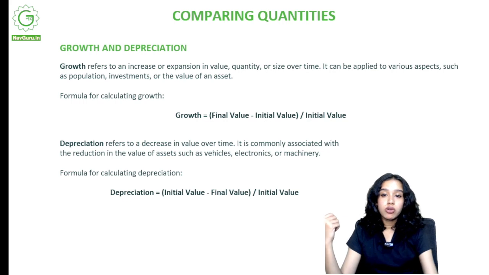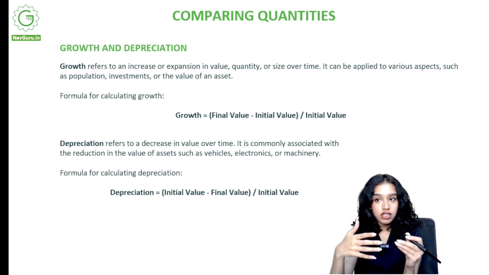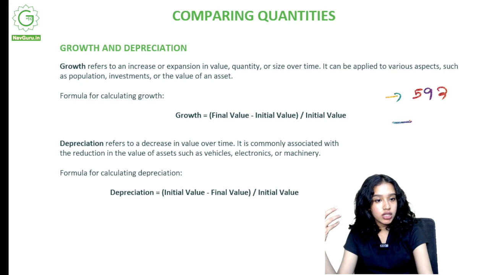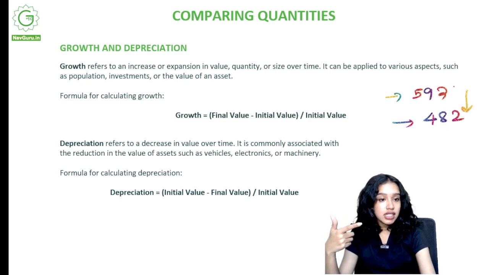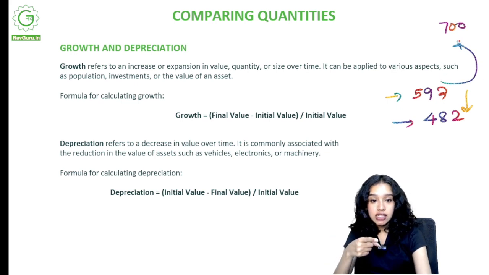So how do we find the growth here? Earlier we talked about money, about 592 for a book, and then it became 482. So this is not growth. This is a reduction in value. Just say if it was sold for 700 rupees, we could say that this is a growth.